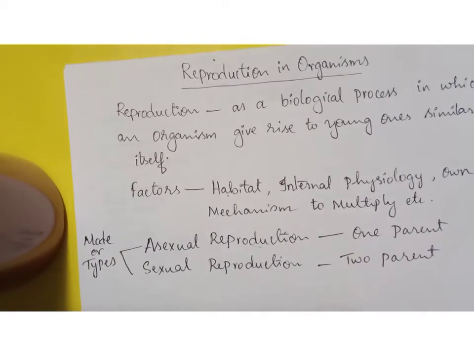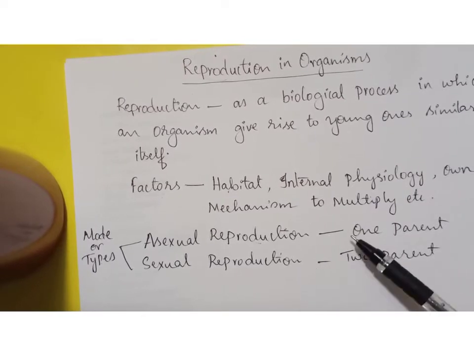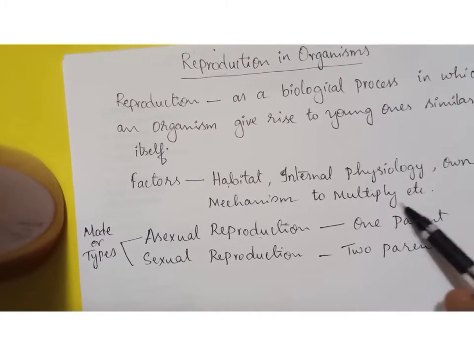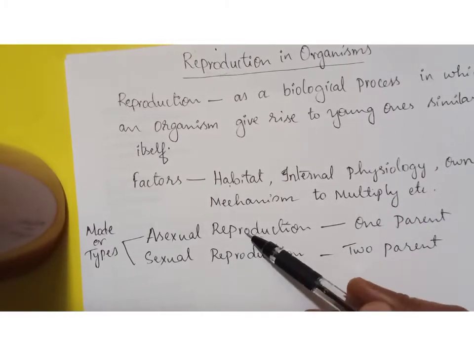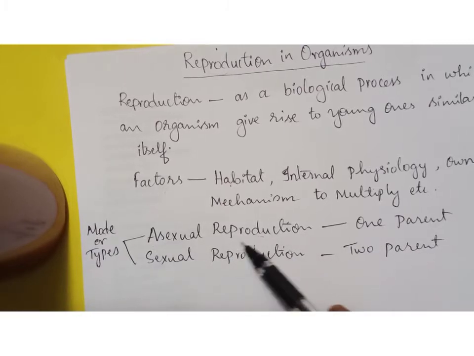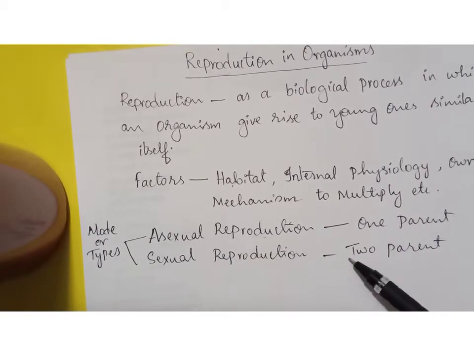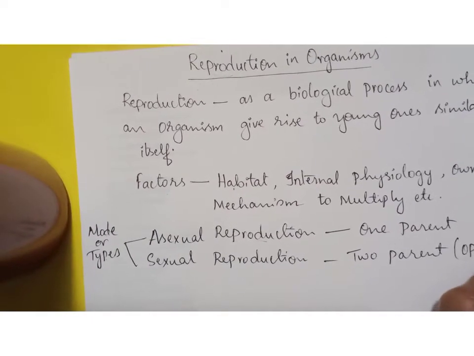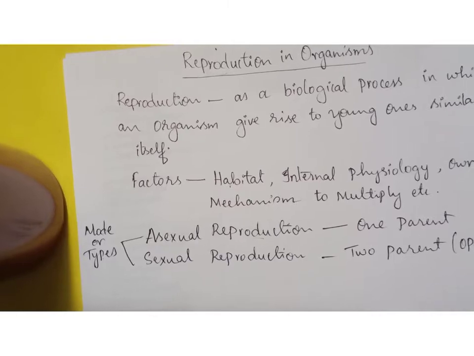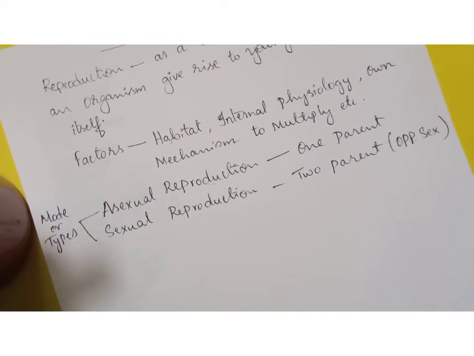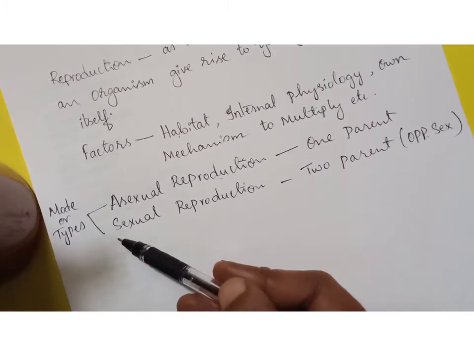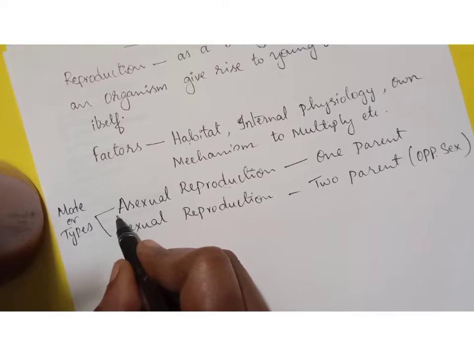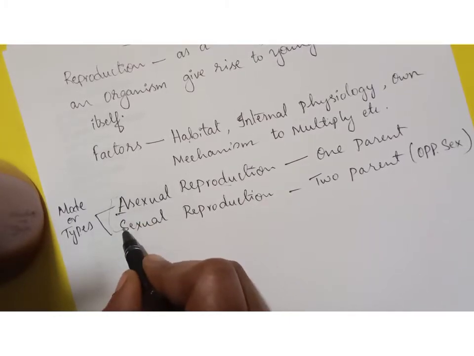Two types of reproduction are there. Based on the participation of individuals, if only one parent is involved in the process of reproduction, that type of reproduction is referred to as asexual. And if two parents of opposite sex, that is one male and another female, are involved, then that type of reproduction is referred to as sexual reproduction. So let us study these two types of reproduction in detail.